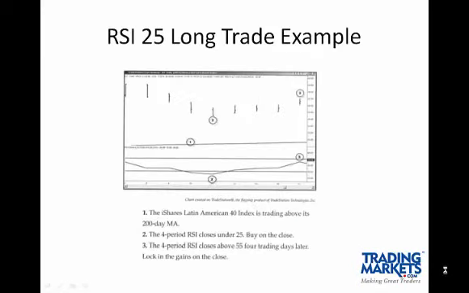Here's an example of this trading strategy. We see the 200-day moving average at the bottom here, and we see a slight pullback in the ETF. The 4-period RSI confirms the weakness when it closes under 25. You buy on the close that day and hold until the 4-period RSI closes above 55, which in this case occurred 4 trading days later.